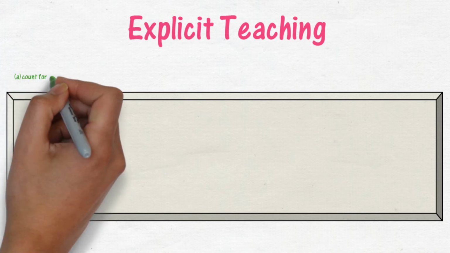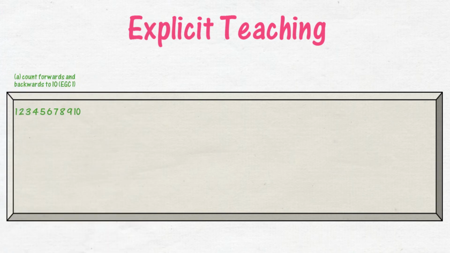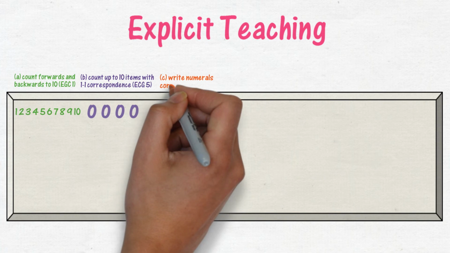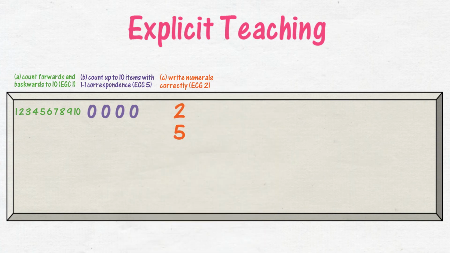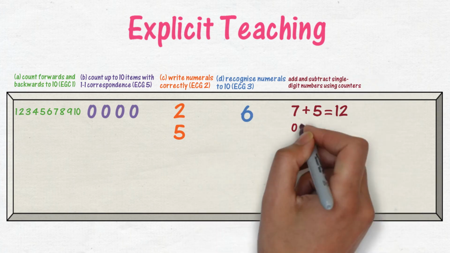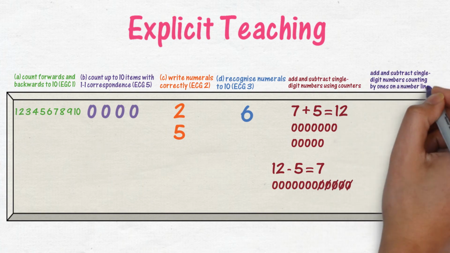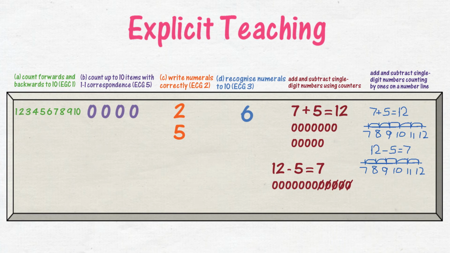For example, A, counting forwards and backwards to 10. B, counting up to 10 items with one-to-one correspondence. C, writing numerals correctly. D, recognising numerals to 10, adding or subtracting single-digit numbers using counters, and adding or subtracting single-digit numbers counting by ones on a number line. This explicit teaching segment of the lesson literally takes 10 to 15 minutes. The bulk of the lesson time is spent with children investigating at just beyond their current level of understanding.